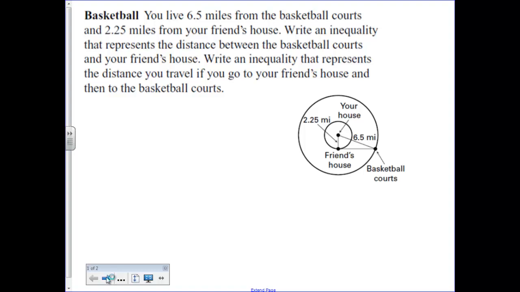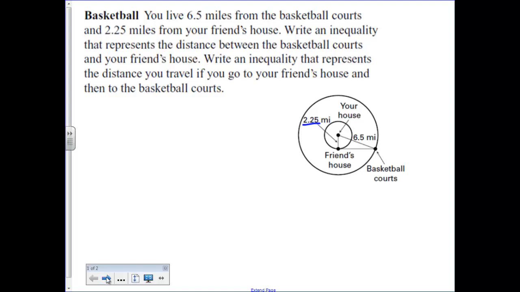Hello, this will be an example of our compound inequalities. This word problem here, it's not the best questioning problem, but it does ask us to write an inequality that represents the distance we travel to your friend's house and basketball courts. What some people don't understand is this 2.25 miles is how far your friend lives from your house.